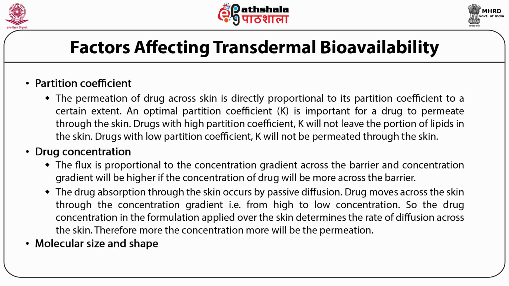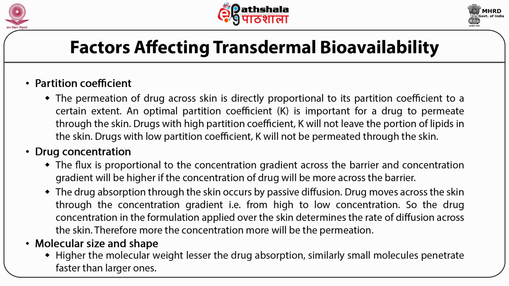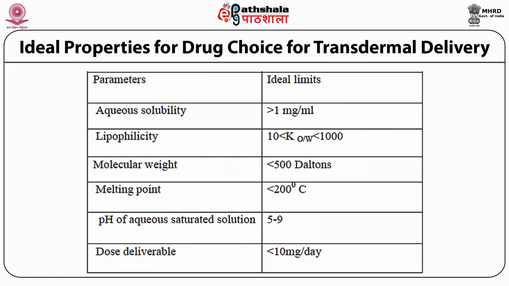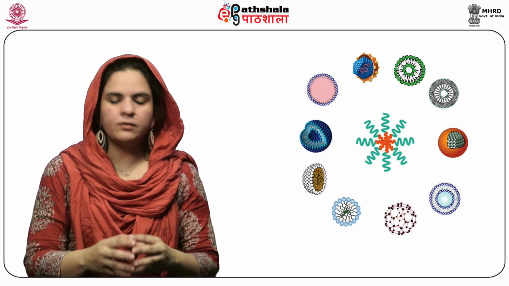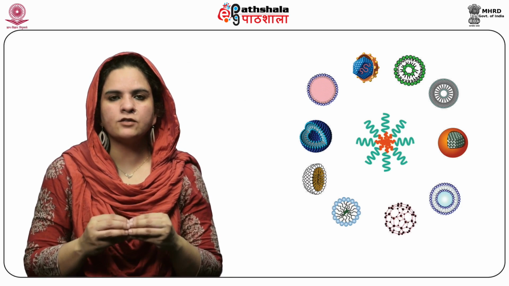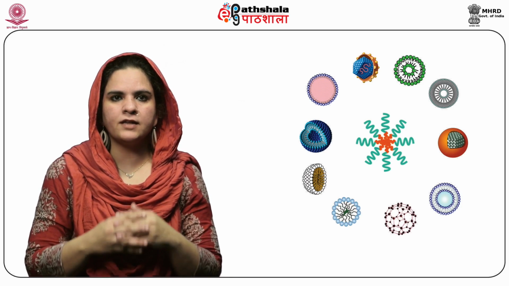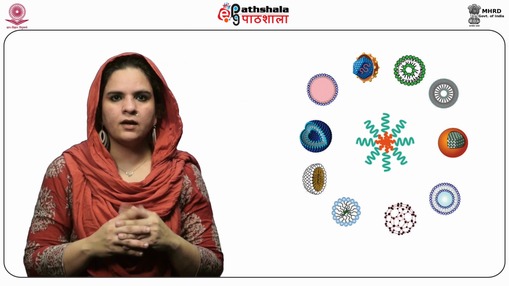Molecular size and shape. The higher the molecular weight, the lesser is the drug absorption. Similarly, small molecules penetrate faster than the larger ones. The table in front of your screen sums up the various ideal properties which will help us to have an excellent transdermal delivery. The transdermal drug delivery system has very significant advantages associated with it.